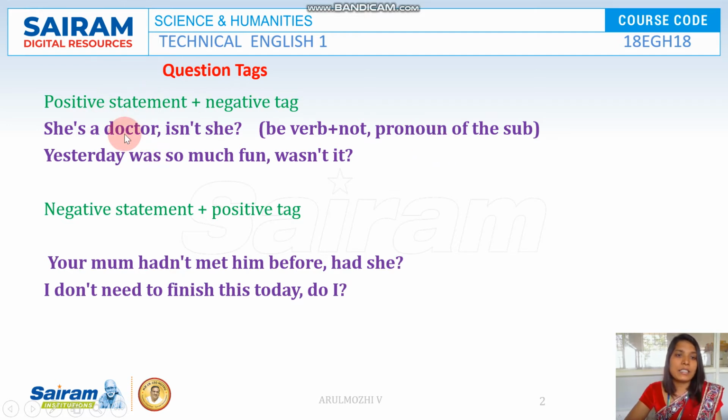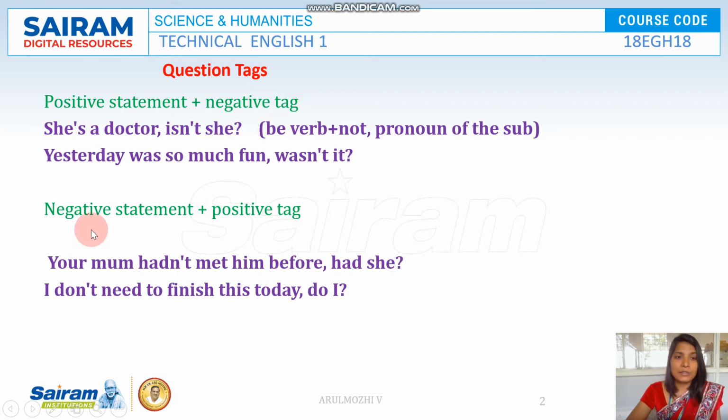Look at the examples of positive statement and negative tag. "She is a doctor, isn't she?" In case this "she" is a name, take for example, "Ragul is a doctor." The subject of the sentence is Ragul, so it must be changed into "he," not Ragul.